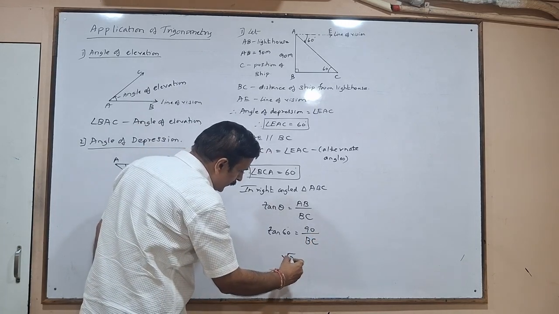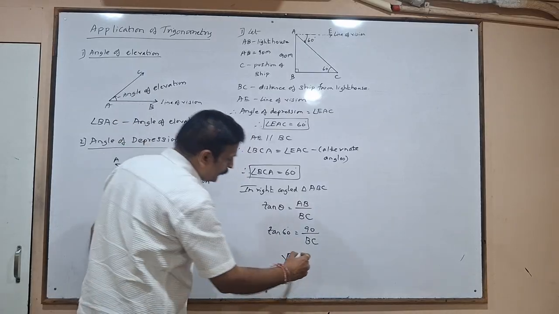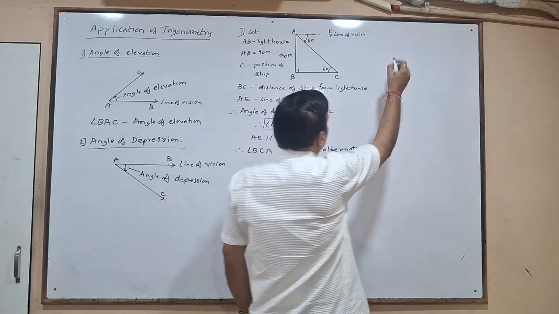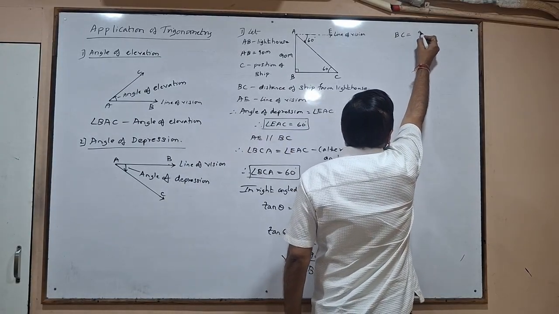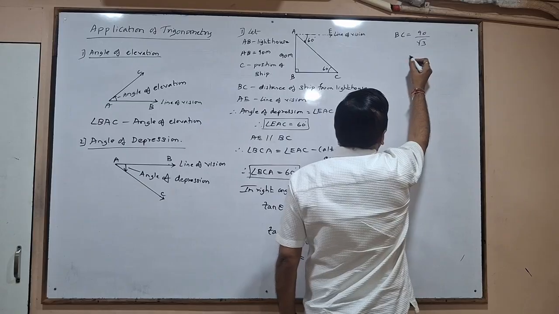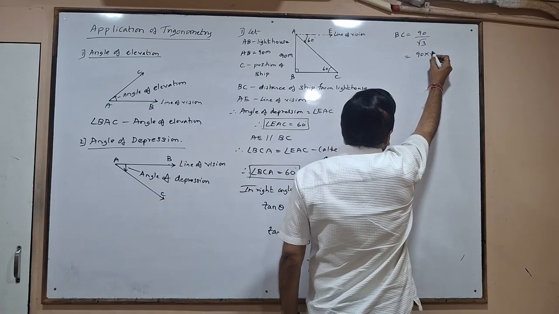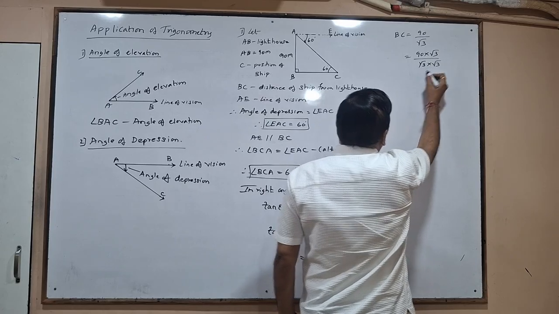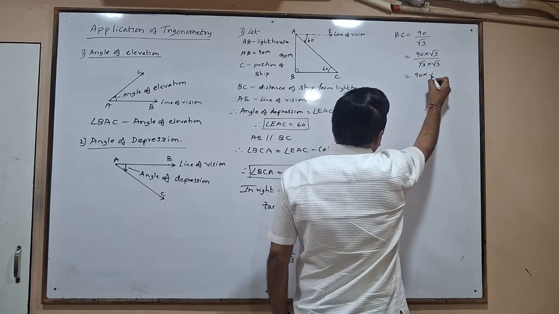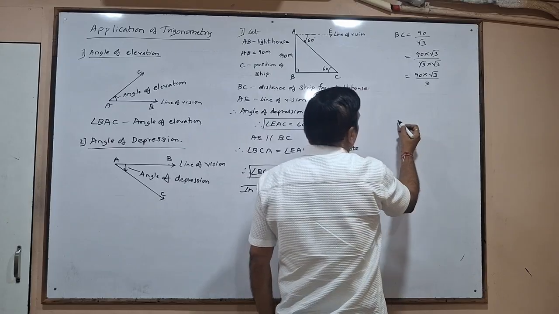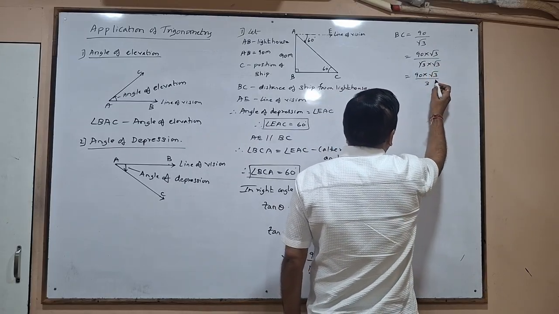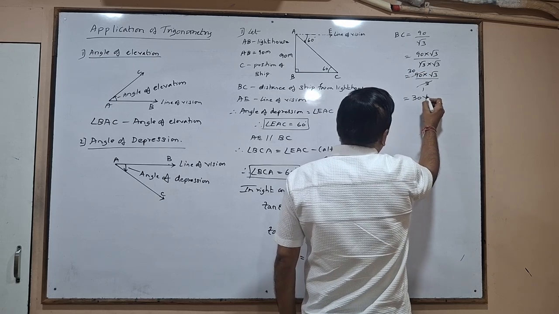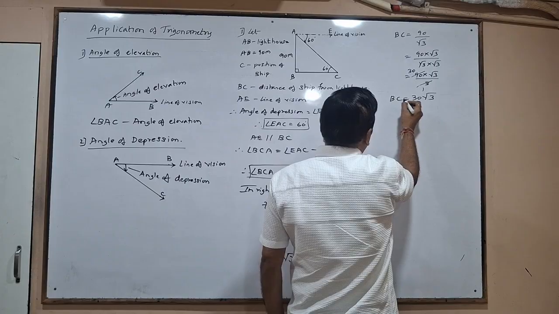Tan 60's value is √3. 90 upon BC. So BC will be 90 upon √3. Obviously I will rationalize. So it is 90 into root 3 upon 3. Root 3 into root 3 is 3. 3 ones are 30, so 30 root 3.